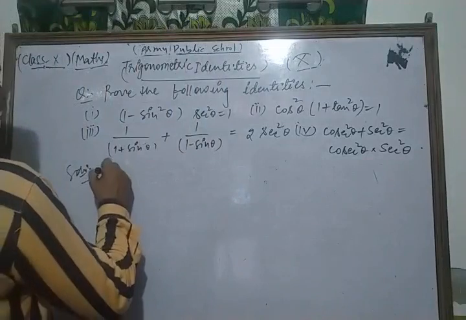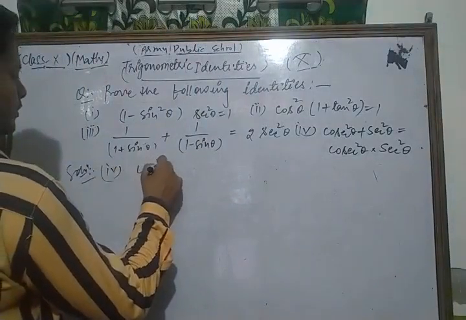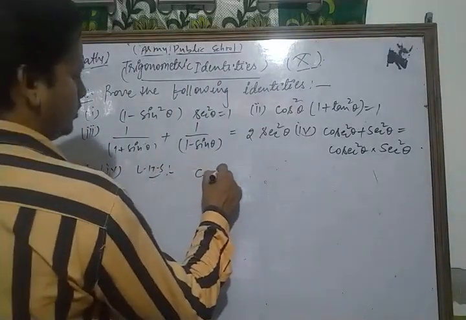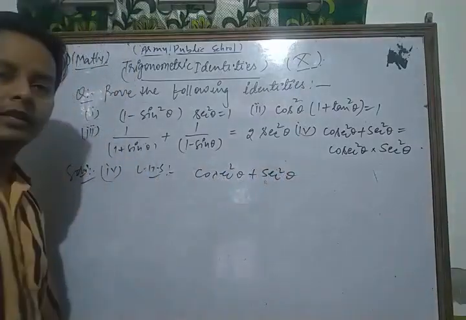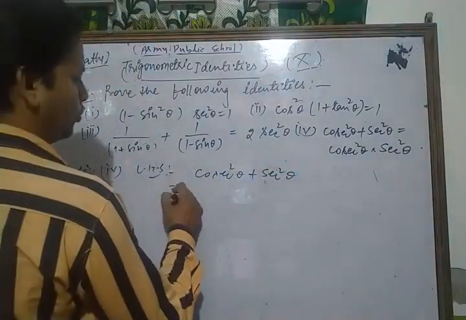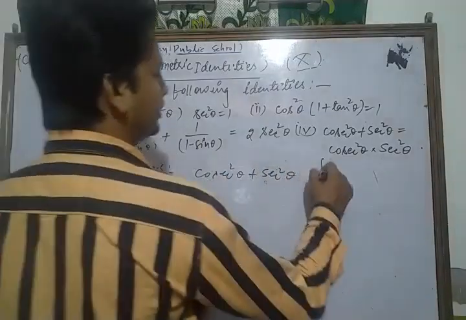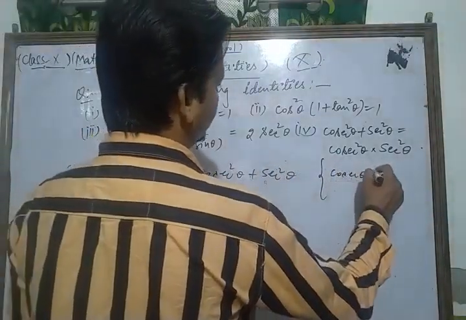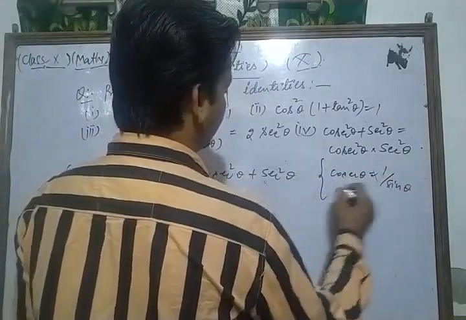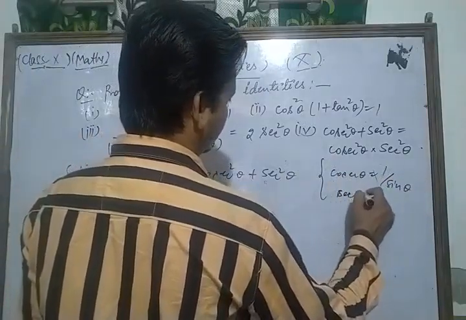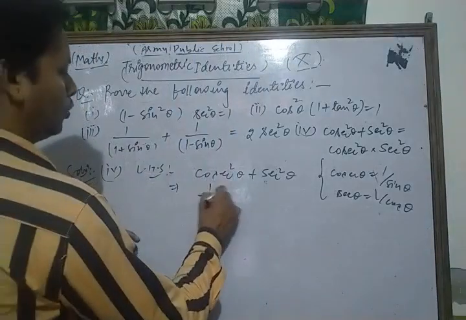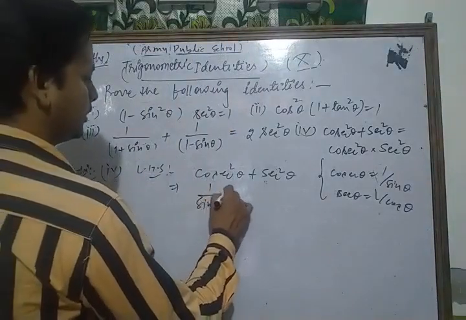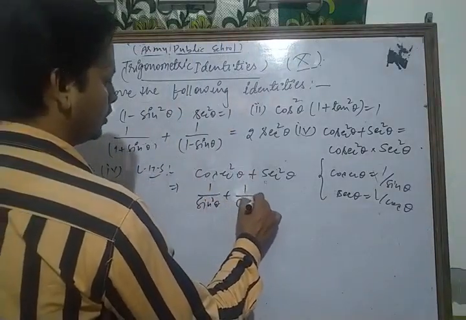And for the last part, we take the left hand side, which is cosec square plus sec square. First of all, we convert it into sine and cosine. You know that cosec theta is equal to 1 upon sine theta, and sec theta is equal to 1 upon cos theta. So here we have 1 upon sine square theta plus 1 upon cos square theta.